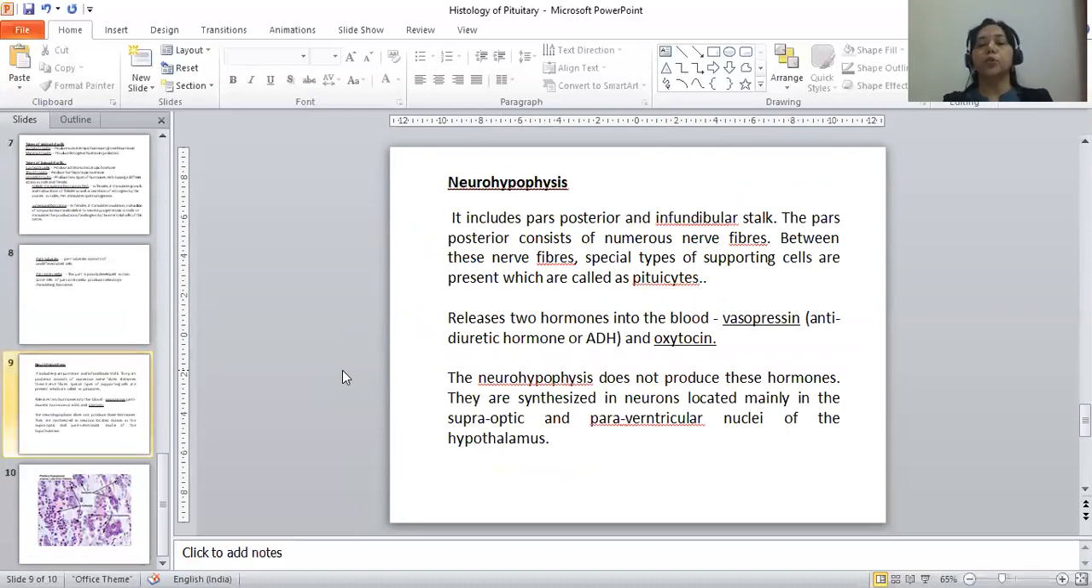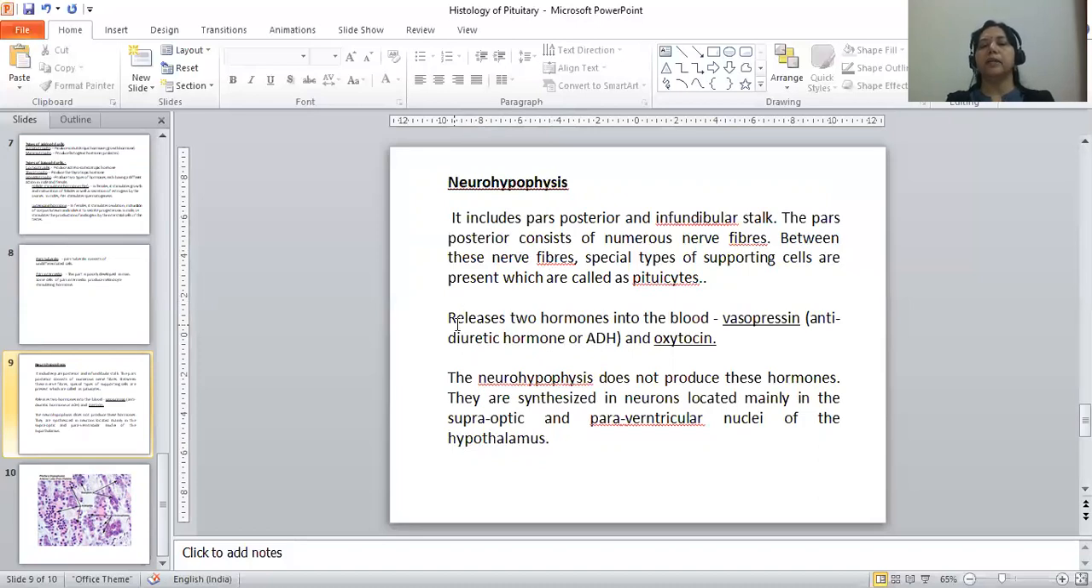Coming to the posterior pituitary or neurohypophysis, it includes two parts, that is pars posterior and the stalk of the pituitary, that is called infundibulum. Especially pars posterior consists of numerous nerve fibers, and between that you can find a few cells called pituicytes, which are supporting cells. They do not produce any hormone.